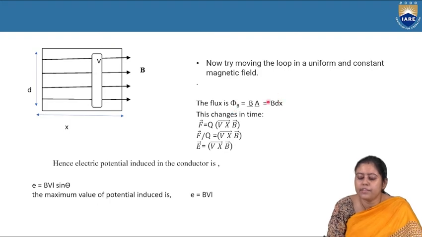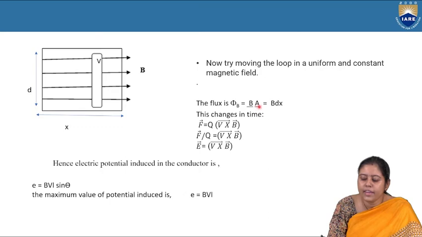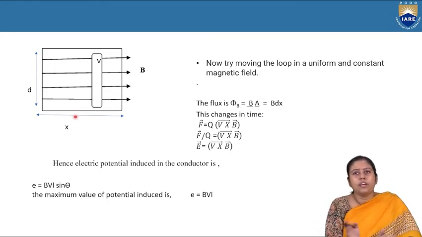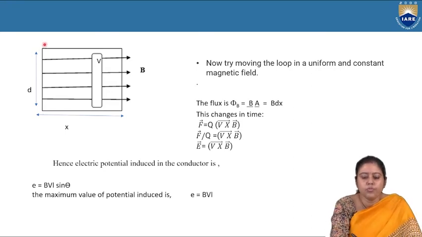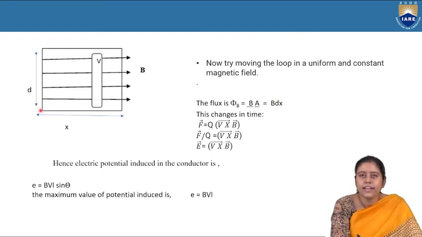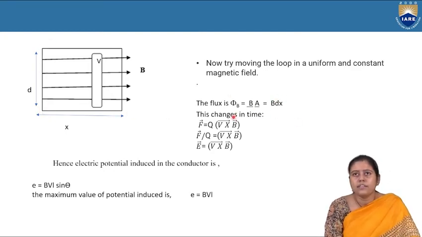Flux phi is equal to B into A, where A means the cross-sectional area. We are assuming this is a rectangular shape. The rotor is a rectangular shape whose width is d and length is x. So what is A? A is equal to d into x. So what is the flux? B d x.